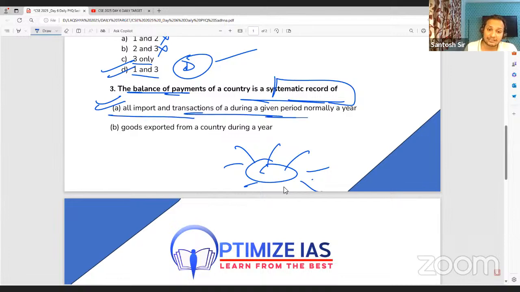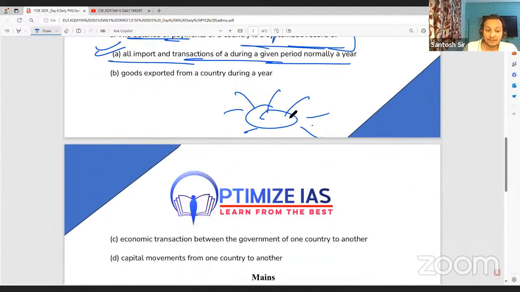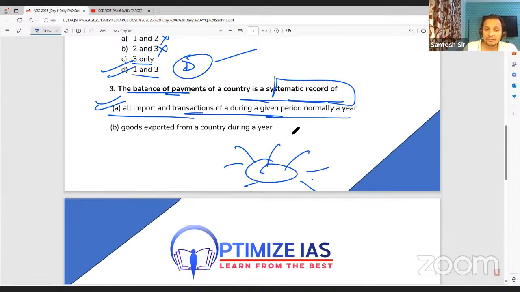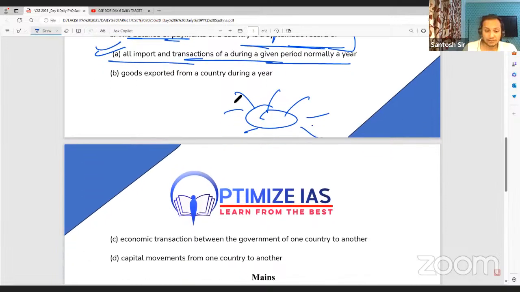All import and export transactions of a country during a year, that is what is called the balance of payment. Many people will get confused between option A and C. Here you see, the word is government, so it is not government. Overall, what is our transaction, import export, is the balance of payment plus the other transactions that are happening.